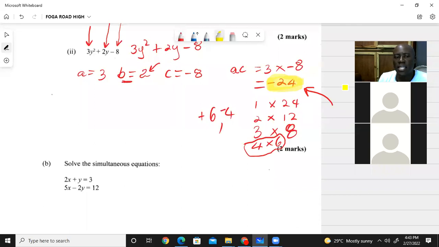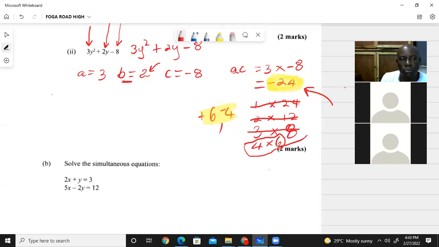So we're going to be using these two numbers here. The other numbers could not work because we can't get a 2 by adding or subtracting those. We can't get a 2 there. We can't get a 2 there. We can only get a 2 from this one. And that is why we use them.